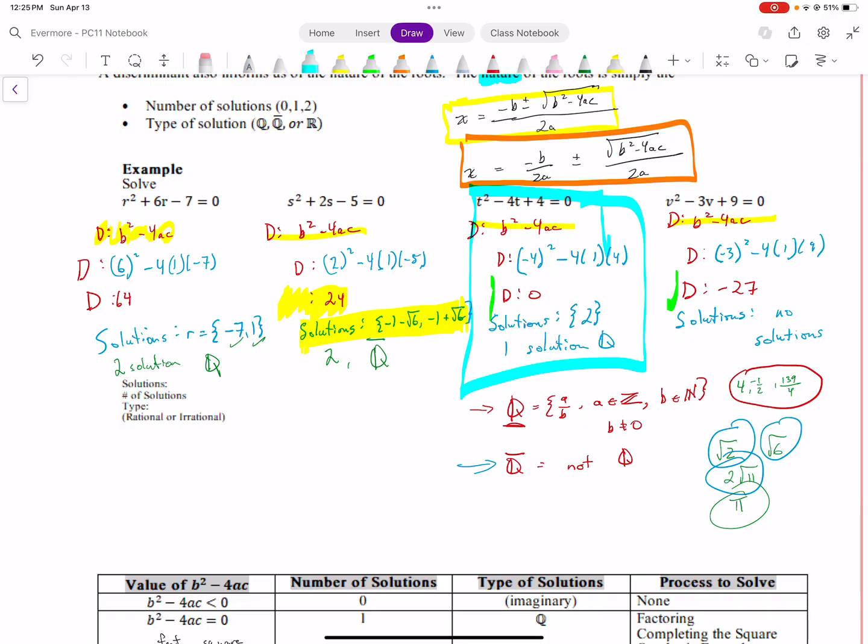Now, if this number is negative, if your discriminant is negative, well, you can't take the square root of a negative number, so there are going to be no solutions. But if this number is positive, you're going to have two solutions. One solution is negative b over 2a plus the square root of b squared minus 4ac over 2a. And the other one will be negative b over 2a, subtract that quantity. So that's how you can tell the number of solutions.